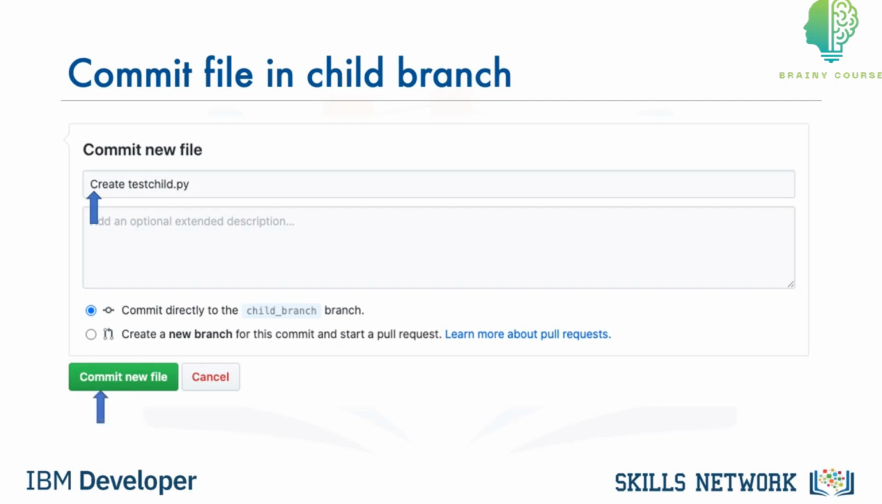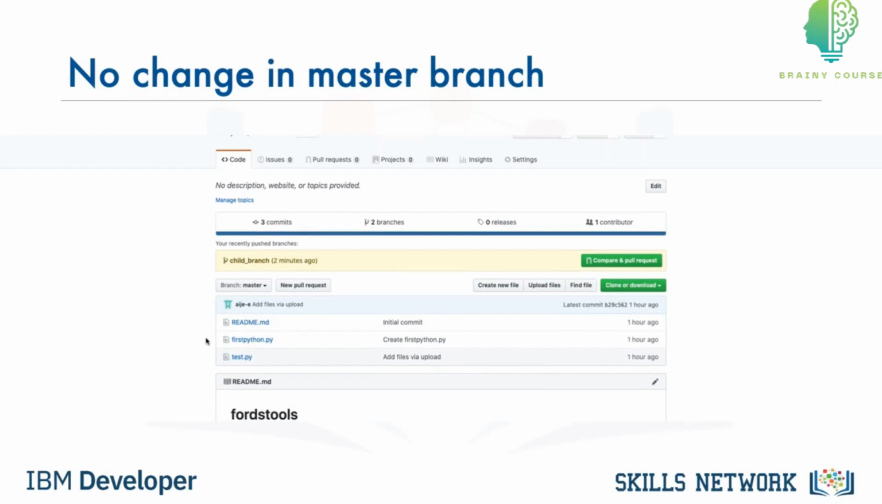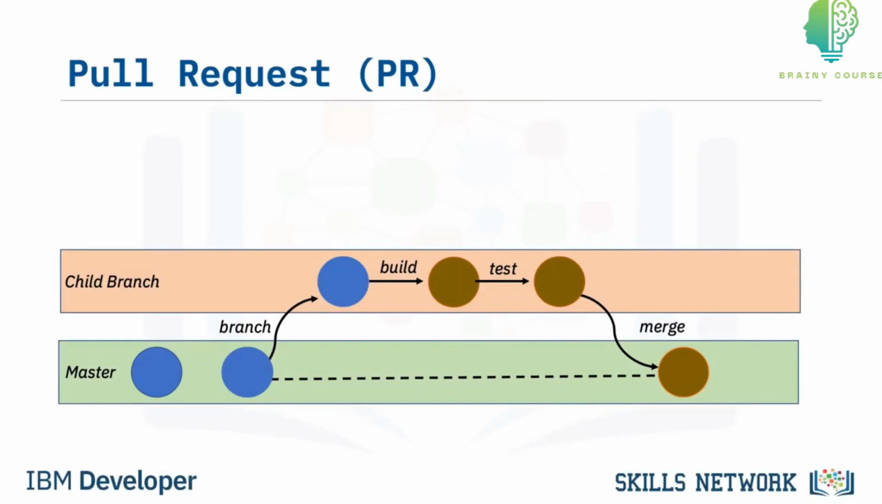The file gets added to only the child branch. We can check this by going to the master branch by clicking Master from the Branch Selector menu. And here we can see that the new file is not added to the master branch. After we have created the new file, tested, and made sure that it is up to standards, we then want to merge the changes in the child branch to reflect in the master branch.